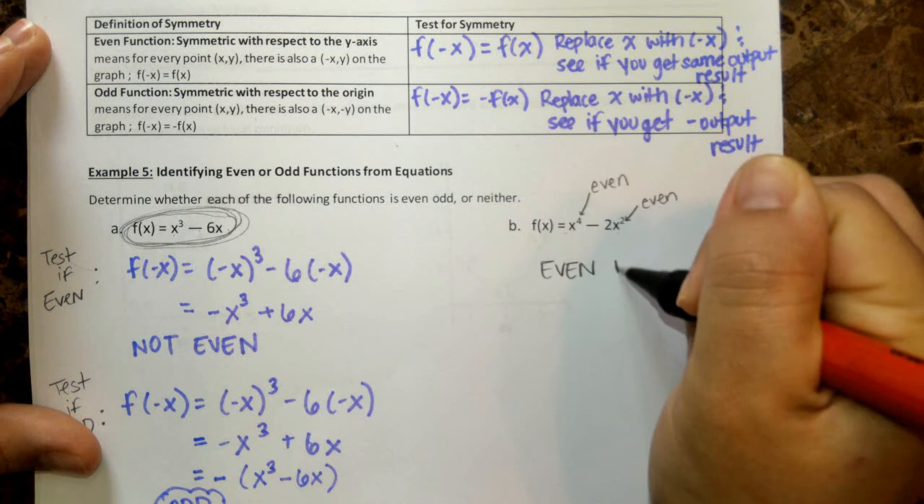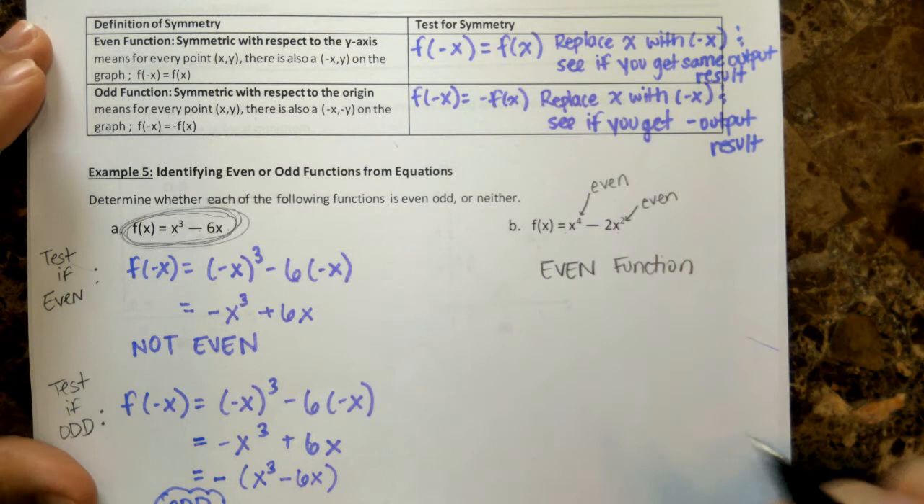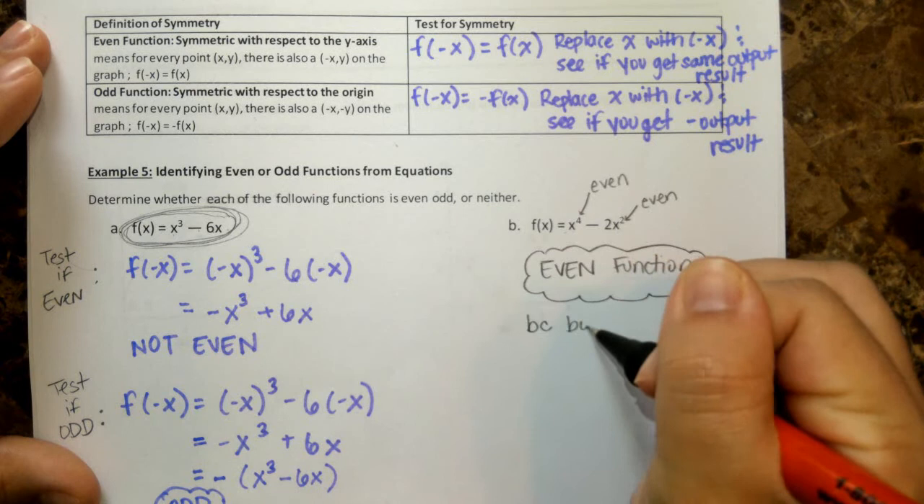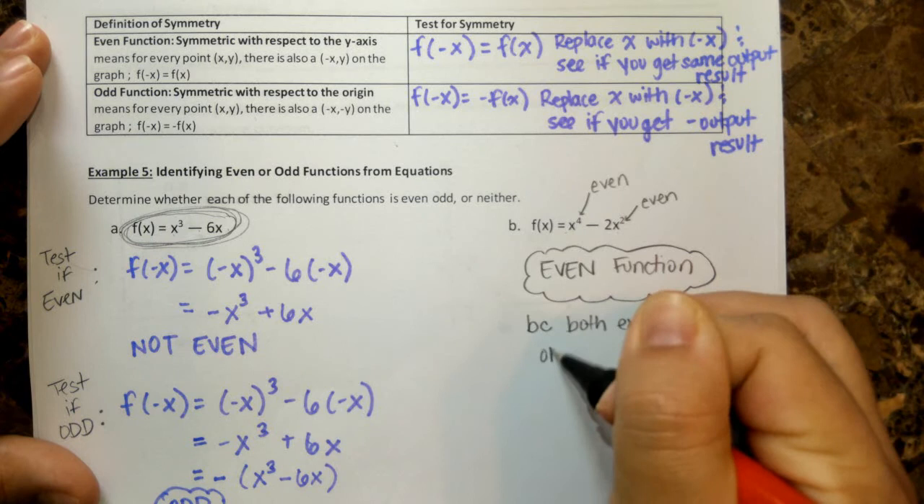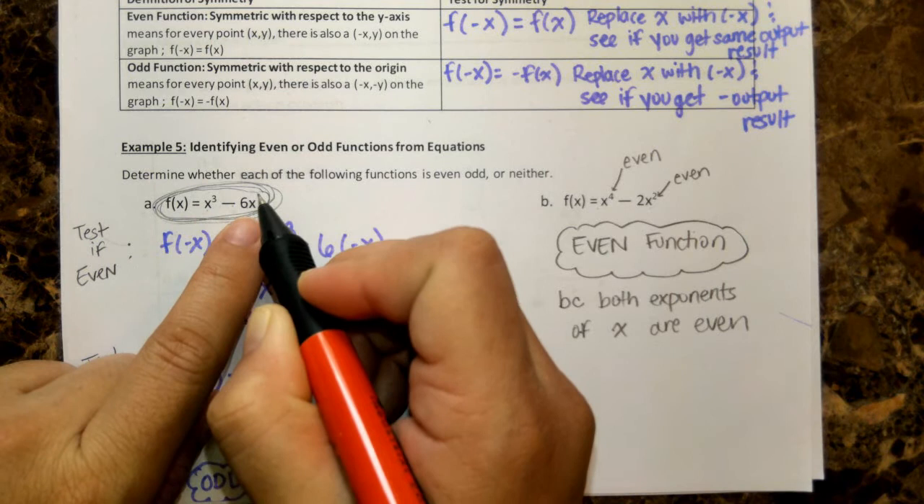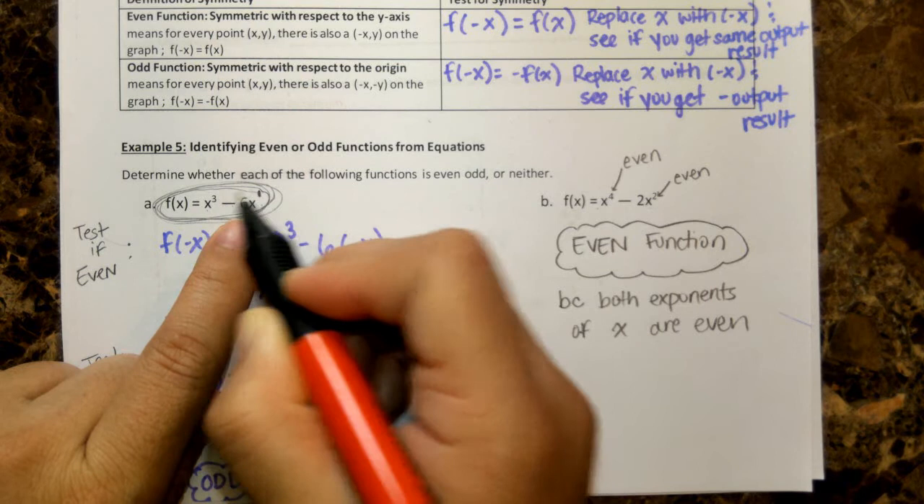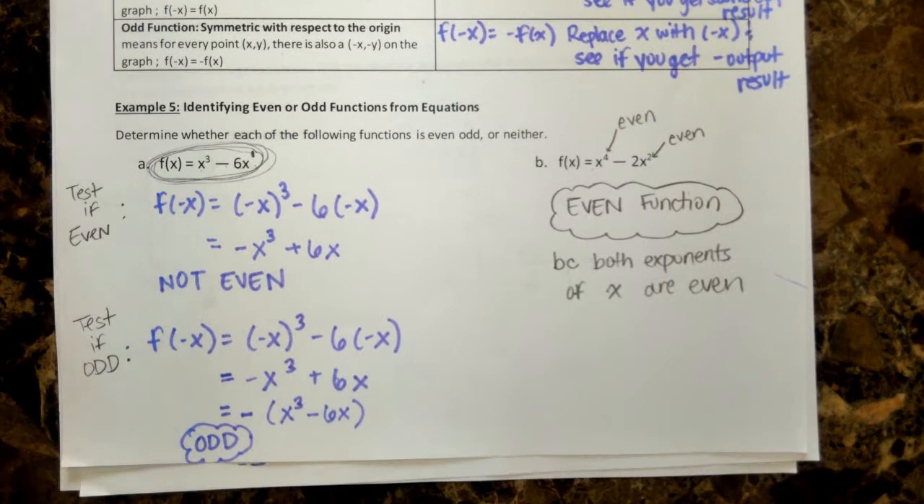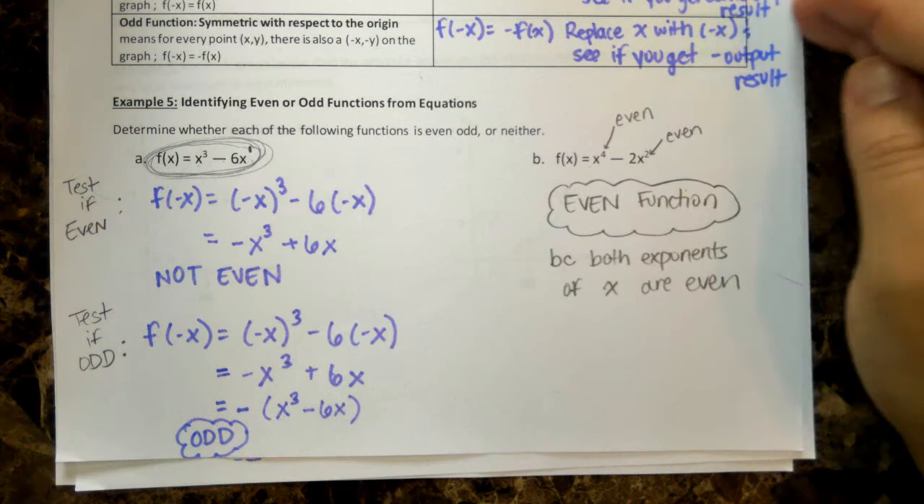And that's it. You don't even have to test for odd because a function can't be even and odd, because both exponents of x are even. You could have done that for the previous problem. We have x to the third power, 3 is odd, minus 6x, well, there's no exponent written, but the exponent is 1. 1 is odd, 3 and 1 are both odd, so this is an odd function, which is the same answer we got doing it algebraically. So I like this method the best. It's super quick. Just look at the exponents and it'll tell you if it's even or odd.